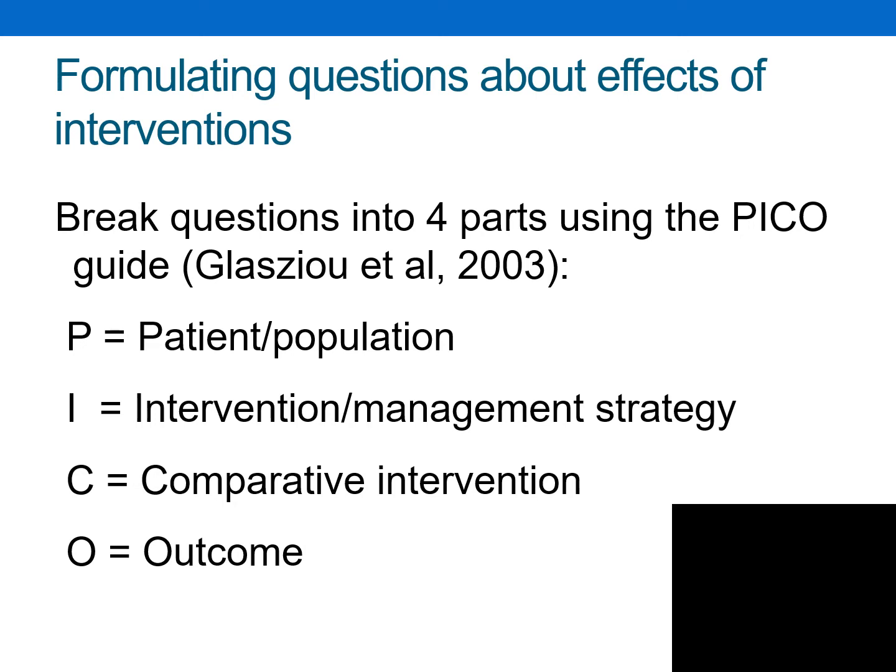I refers to interventions or management strategies that are related to the population or conditions. C is the comparative intervention, and O will be the outcome, for example, pain, or maybe the walking performance, or maybe functional mobility among patients with stroke.